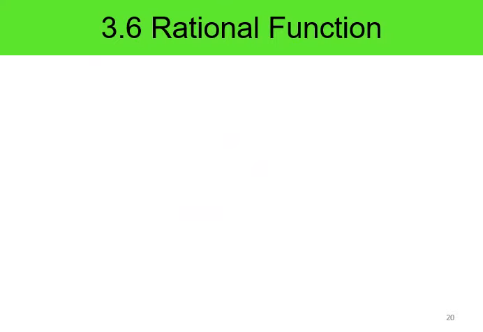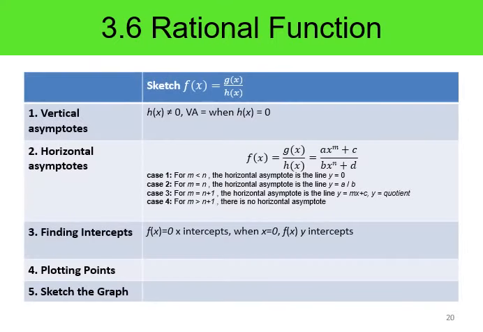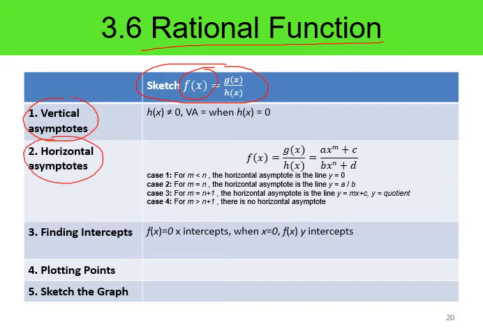next we go to 3.6 rational function. When we have a function defined as g(x) divided by h(x), another function divided by another function, we know that this is a rational function f(x). How can we sketch it? We can sketch it by defining three particulars here.